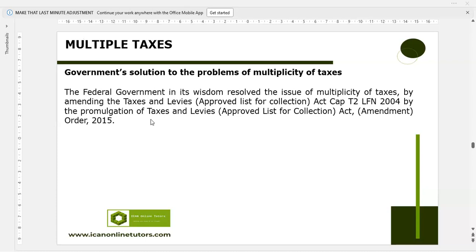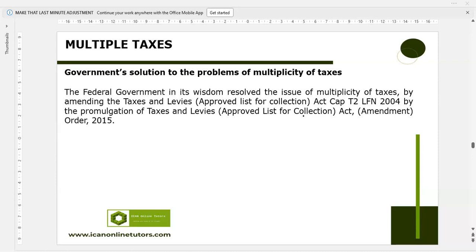Okay, thank you. So government should make good use of the money they are collecting, and those people collecting money unlawfully or without accountability should be blocked. Okay, that was a good contribution from you guys. So the federal government, in its wisdom, resolved the issue of multiplicity of taxes by amending the taxes and levies act, through the Taxes and Levies Approved List for Collection Act Amendment Order 2015.